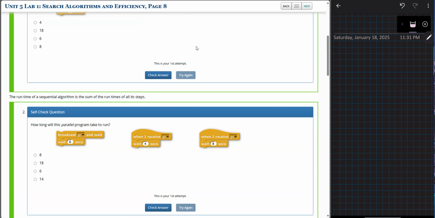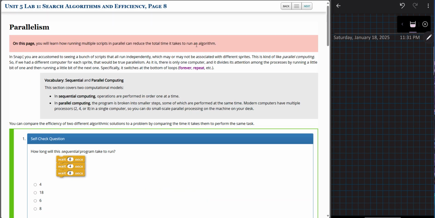So right here on the right, I have some notes. You're welcome to take notes. Today we'll be going over parallelism. So make sure you have this page open. It's linked in Teams. On this page you'll learn how running multiple scripts in parallel can reduce the total time it takes to run an algorithm.